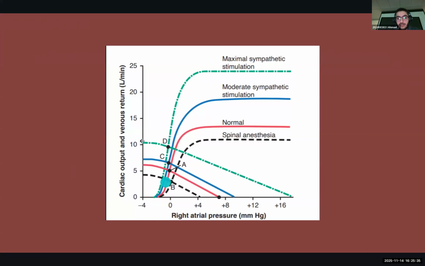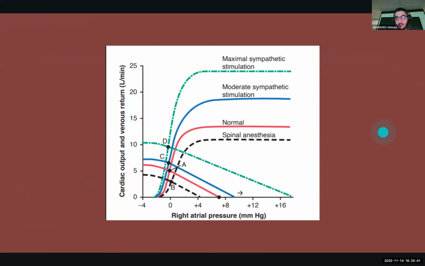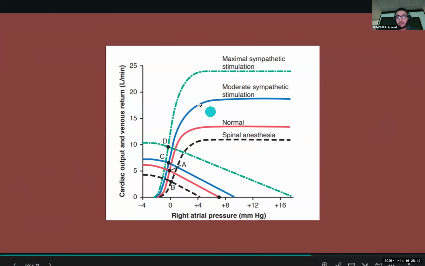So here is the curve we're talking about. When you say increase the mean systemic filling pressure, it's right here. So as you can see, when there is increased sympathetic stimulation right here, look how much there is filling. Moderate sympathetic, look how much there is filling compared to the normal, which is in the red, almost 7. So yeah, that's basically it.